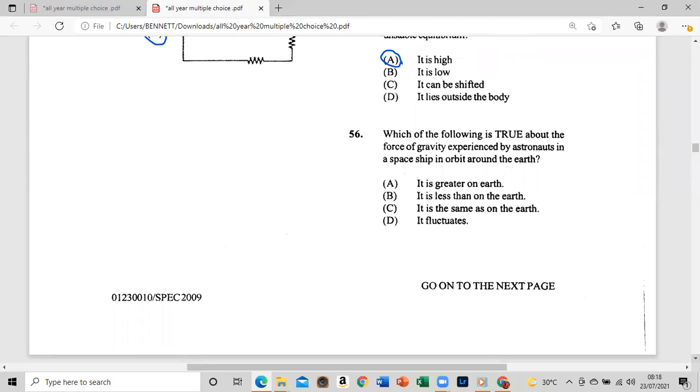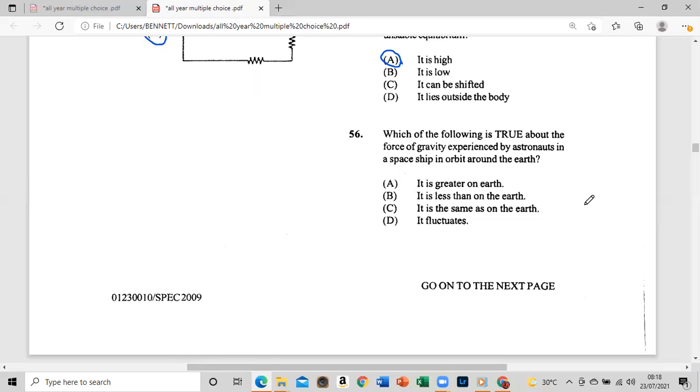Which of the following is true about the force of gravity experienced by astronauts in space? Or may I say best, Jeff Bezos gonna space. So when you have money, you can be as foolish as you want.